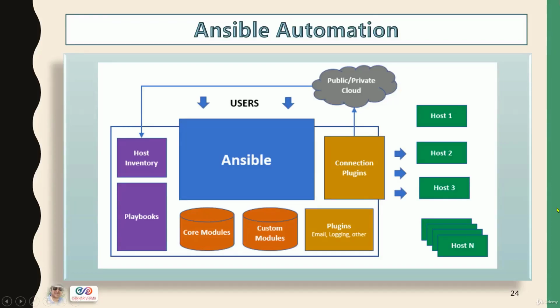In this lecture, I am going to discuss the architecture of Ansible. In this picture you can see a lot of components. On the left hand side you can see the components that belong to the Ansible automation engine, and on the right hand side host 1, host 2, host 3. These are the clients which you are going to manage from your Ansible. And at the top you can see public/private cloud, which is nothing, it's a Linux server.